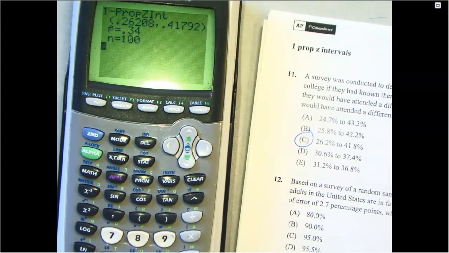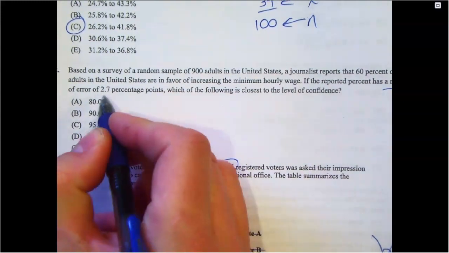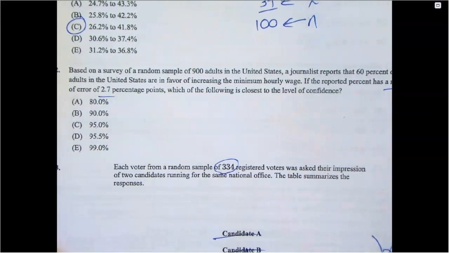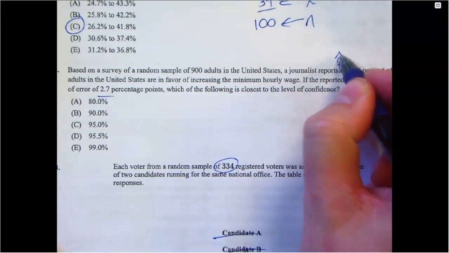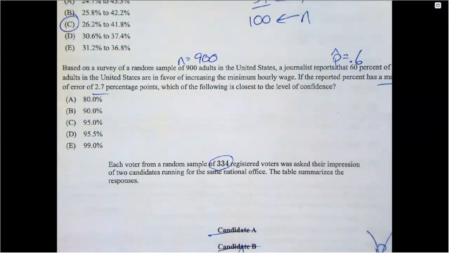What else? Okay, I see margin of error. I know p hat is 0.6. I know my n is 900. So this is a little different one, because they gave you p and they gave you the margin of error. What they left blank was z star. So we're kind of going backwards from what we normally do.